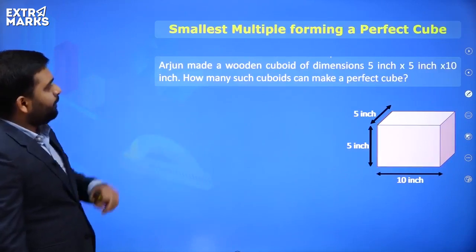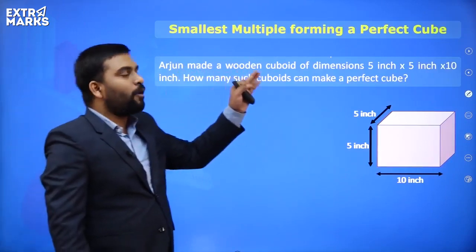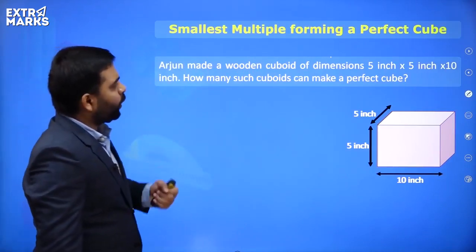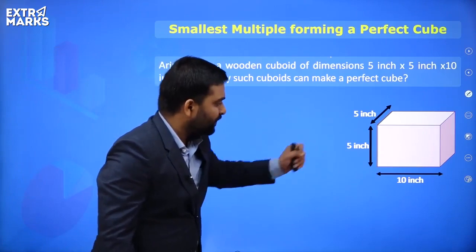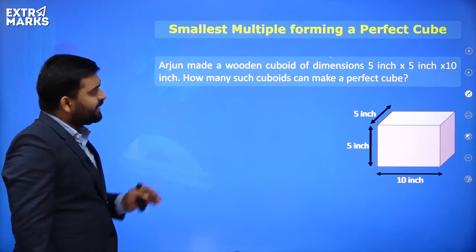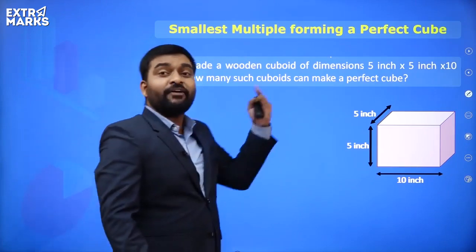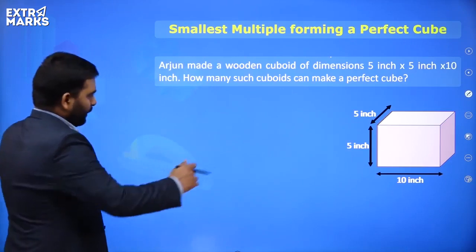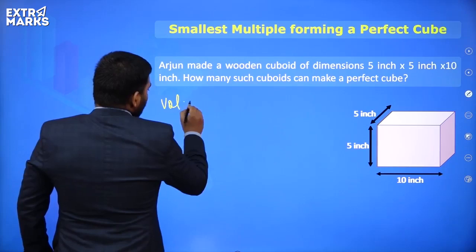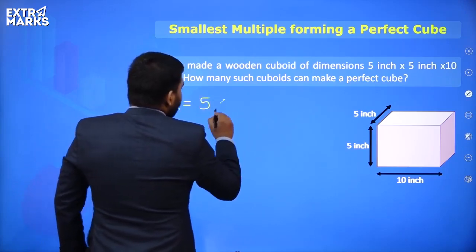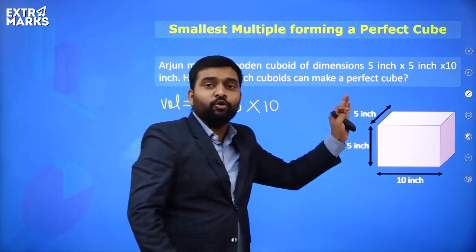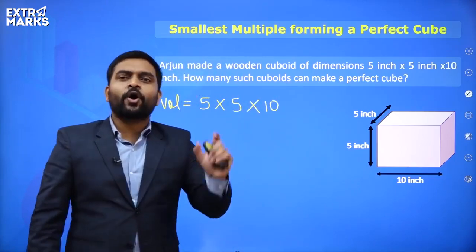Now, very important question. Smallest multiple forming a perfect cube. So everyone, the question is, Arjun made a cuboid of dimension 5 inches by 5 inches by 10 inches. So length, breadth and height is given to you. How many such cuboids can make a perfect cube? That is the question. So everyone, the dimensions are, or if you say volume, it is how much? You will say, sir, 5 into 5 into 10. But we want to make a perfect cube. And how can we make a perfect cube? When it has a proper pairing.